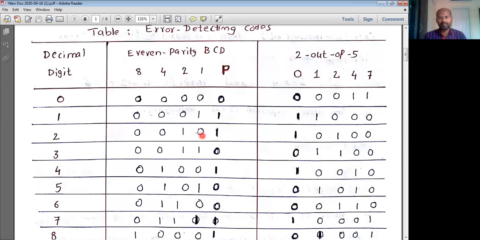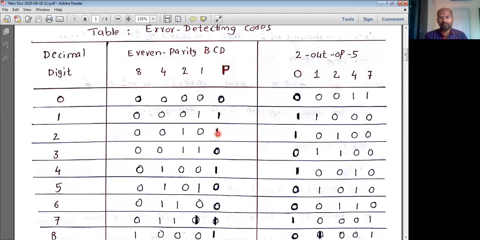Now what is that bit? This bit. Error means the actual value is 0, but it became 1 when it reached the receiving end. So finally what is received is 00111. The receiver knows the first bit is the parity bit.